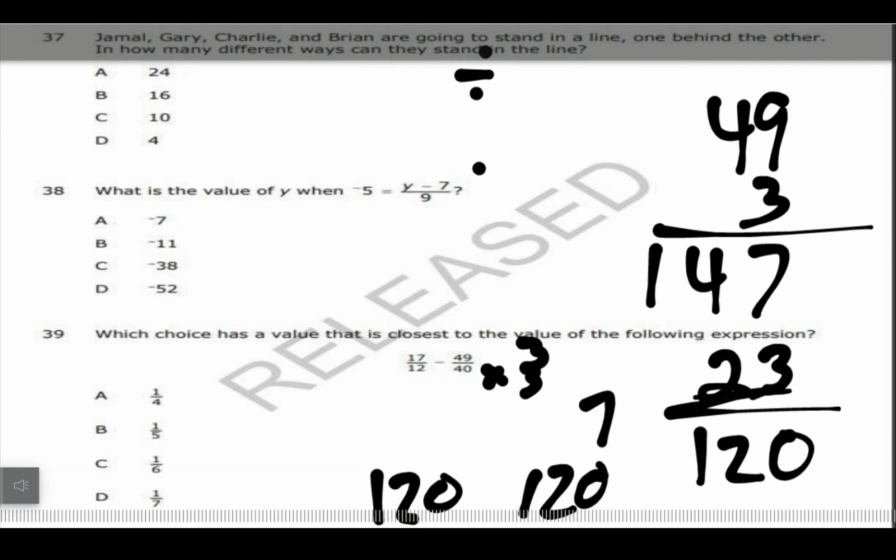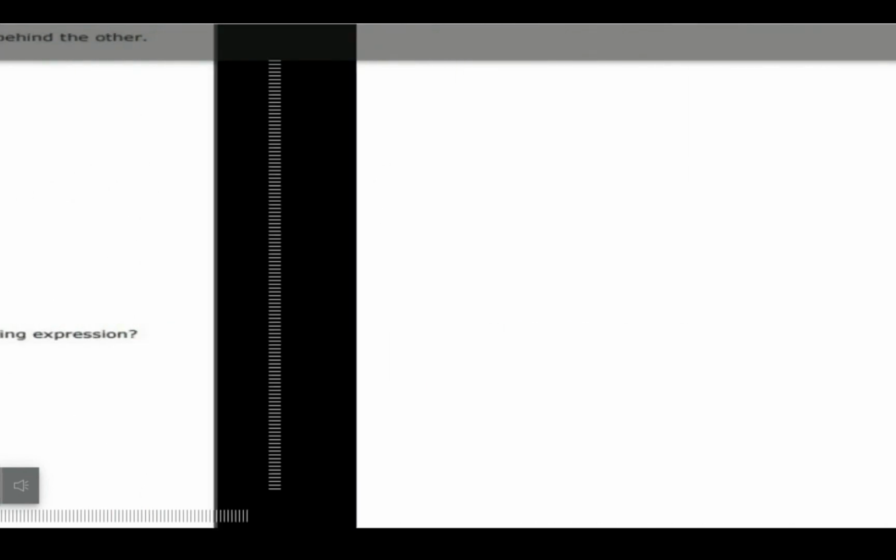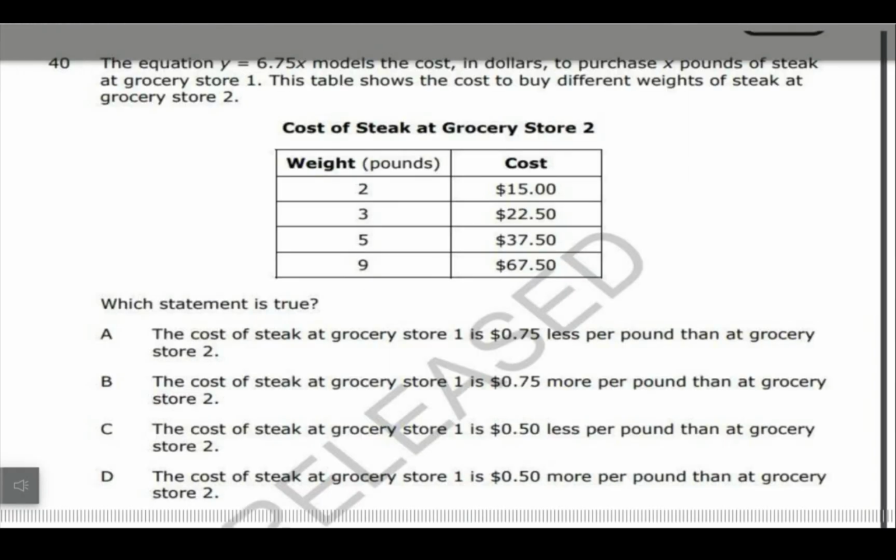All right, last one. It says the equation y equals 6.75x models the cost in dollars to purchase x pounds of steak at grocery store 1. The table shows the cost to buy different weights of steak at grocery store 2. Which statement is true?